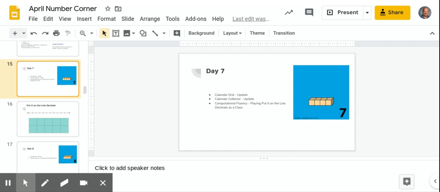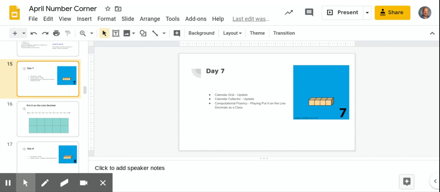Make sure that you are updating the calendar grid with the new marker, figuring out the volume of this rectangular prism, and also adding to your calendar collector. Today we are collecting 7 3/4 of an hour and 7 3/4 of a dollar. So figure out those totals there.